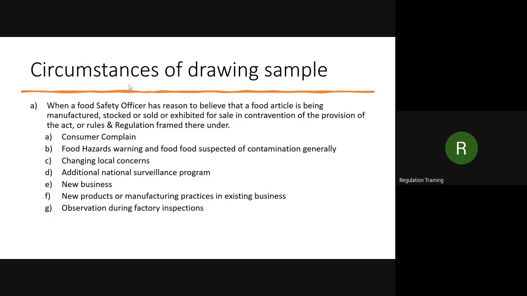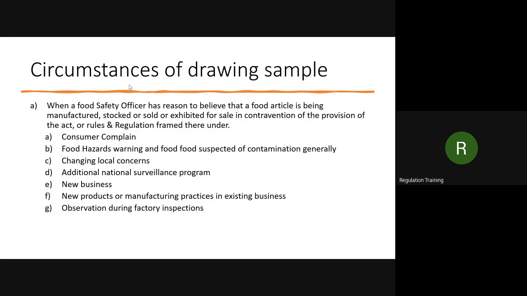Additional national surveillance program. New business: now there is a provision in the act. When you are applying for a license, renewal of the license, or a new license, inspections will be there. During the inspection, the food safety officer can also collect the sample. So that is the meaning of new business.